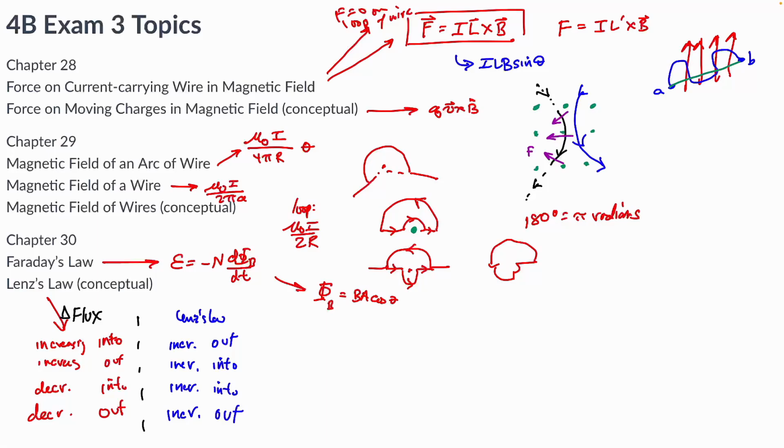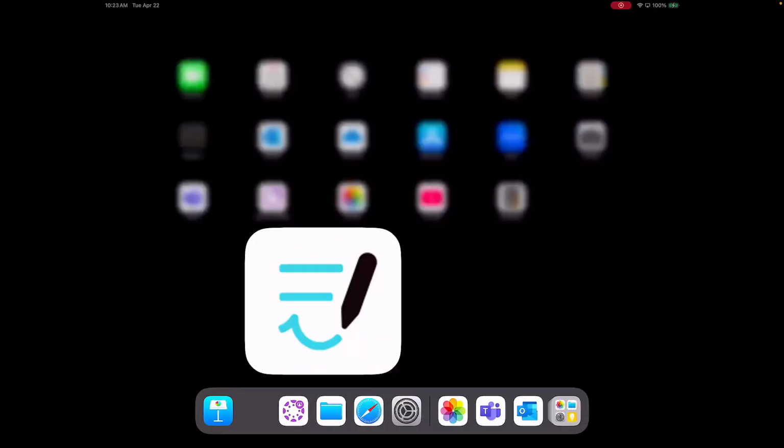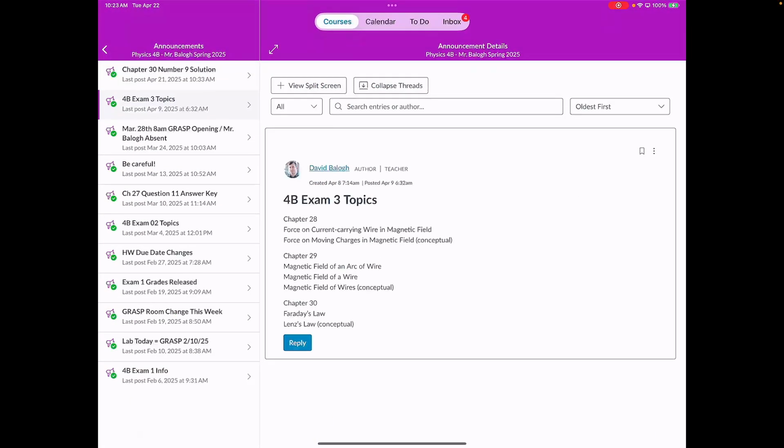Can we do number 2 on chapter 28? It's the one with the d greater than or less than the ratio. Oh, God. Okay. I've done this problem so many times.